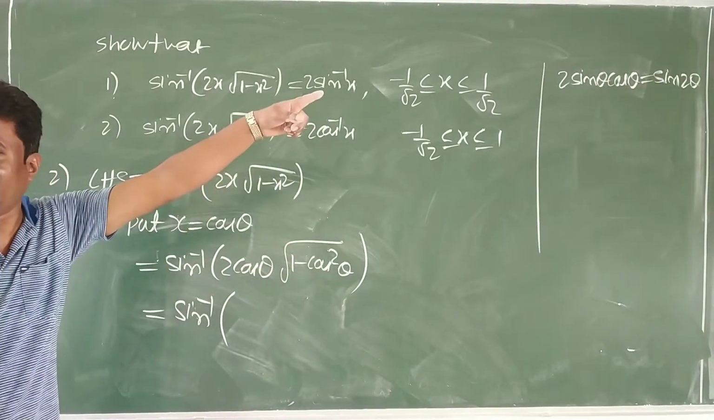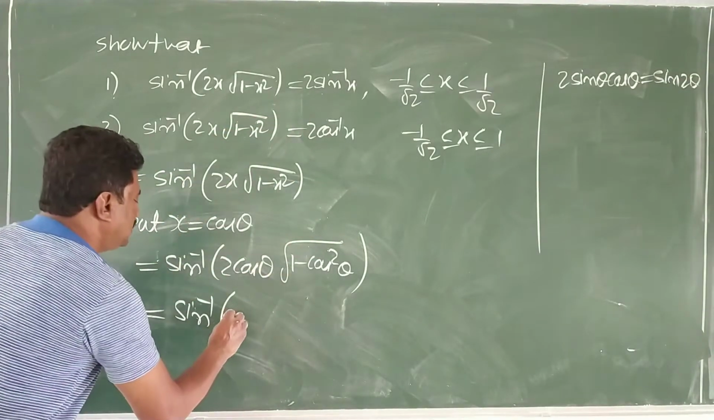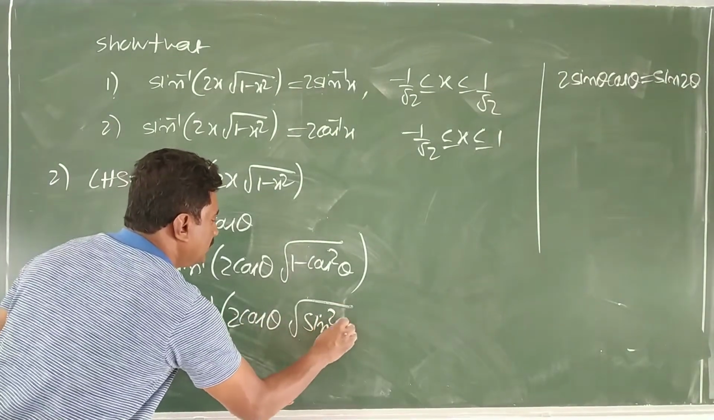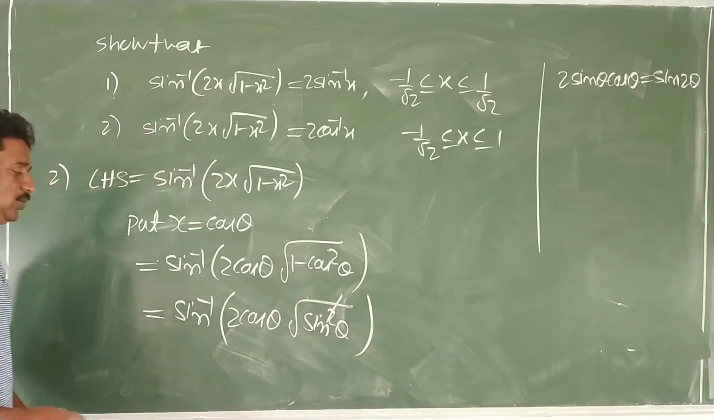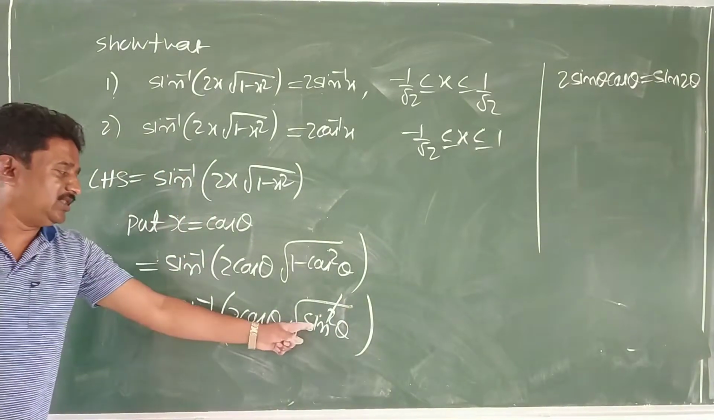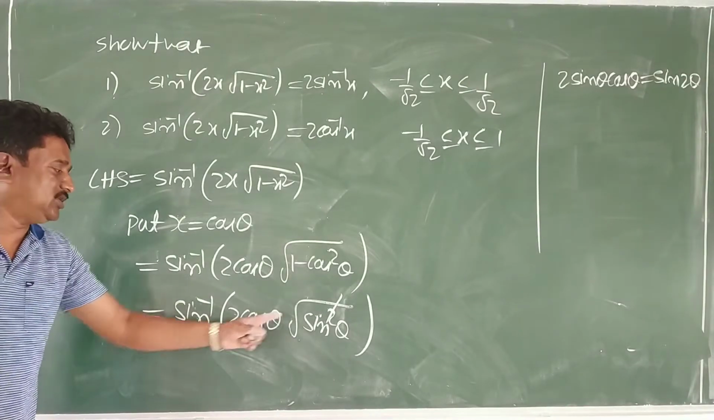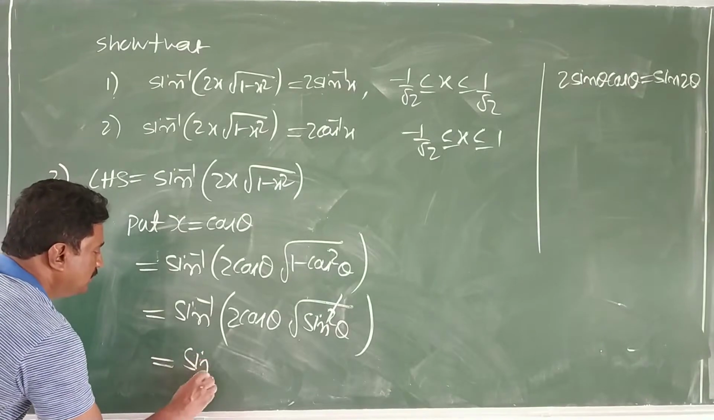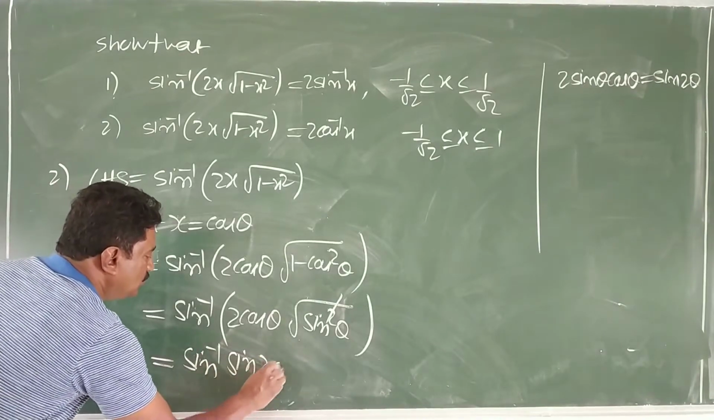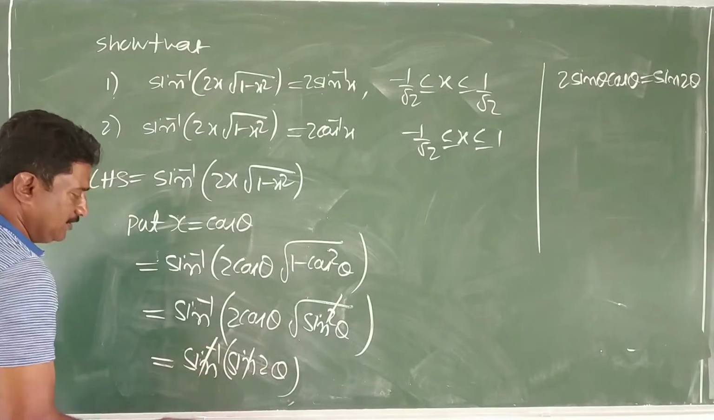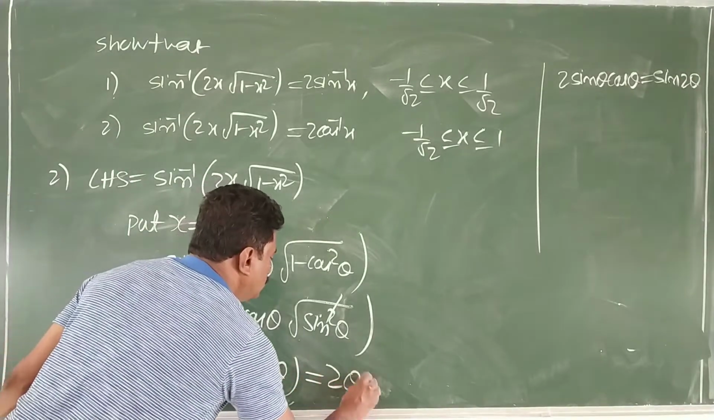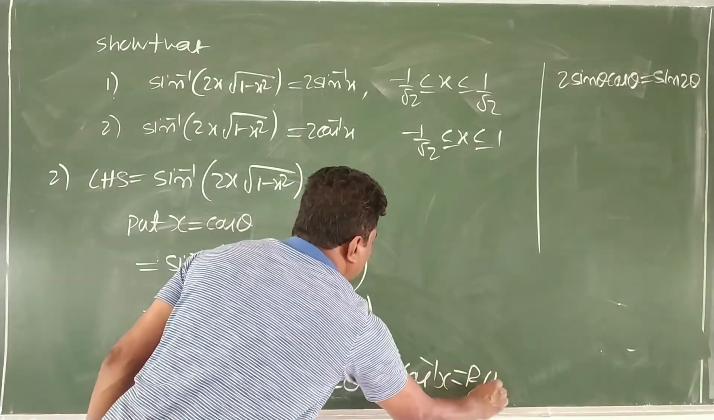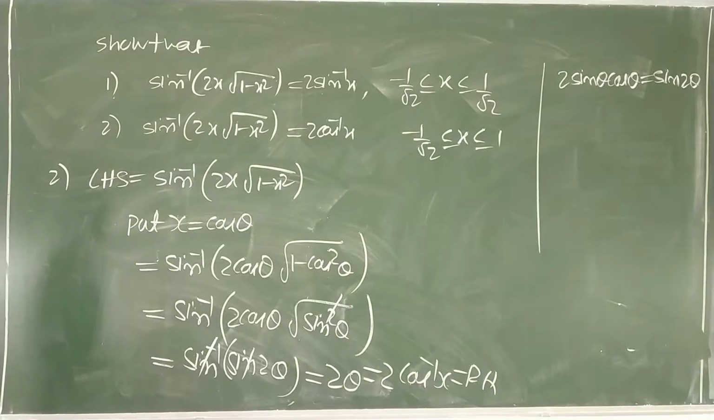Again we get the same formula, right? So 2 cos theta, 1 minus cos square is sin square theta. Square root gets cancelled. Look at this, students, we are getting 2 sin theta cos theta. What is 2 sin theta cos theta? Sin 2 theta. Sin inverse sin 2 theta gets cancelled. So 2 theta. So 2 into what is theta? Cos inverse x. We got that RHS. Proving is over. It's so simple, students.